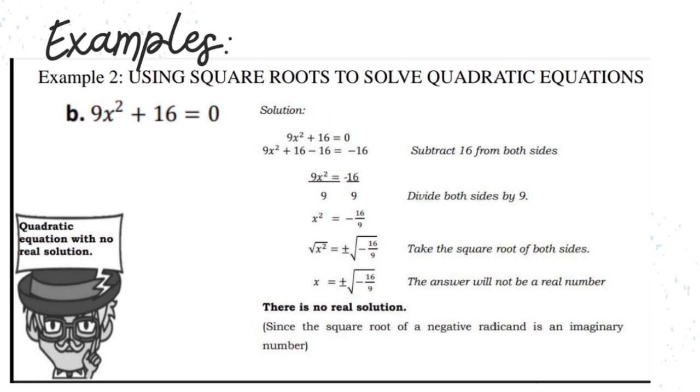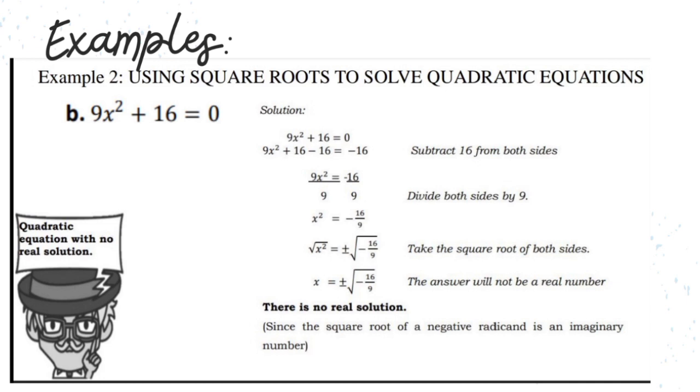And for the second solution, 9x squared equals negative 16, we're going to divide by 9, since our main purpose is to leave only x squared. So when you divide 9x squared by 9, it results in x squared. And when you divide negative 16 by 9, it will remain negative 16 over 9. So x squared is equal to negative 16 over 9.